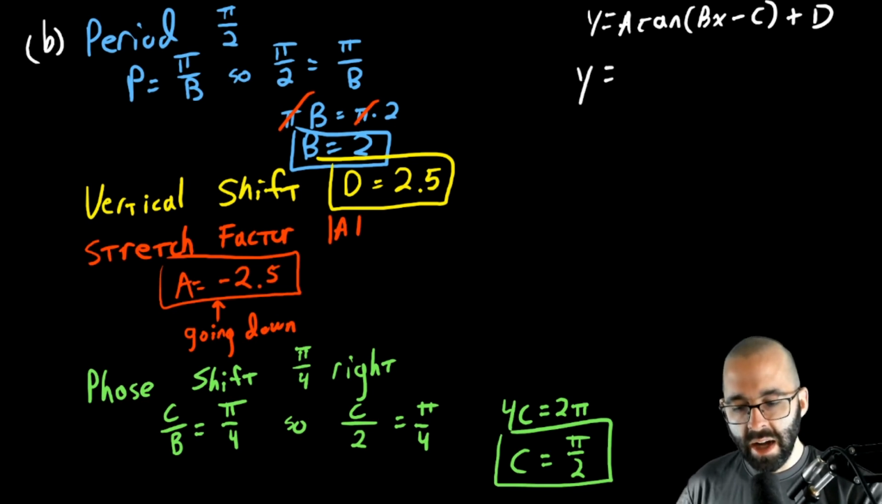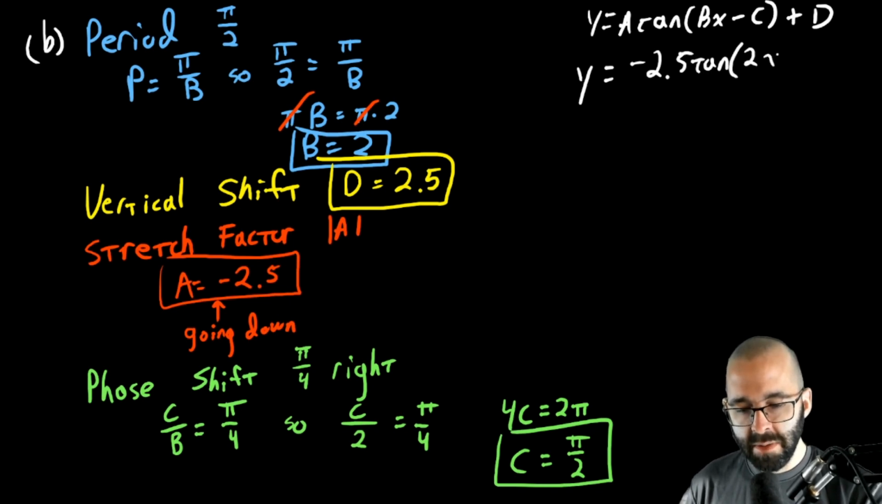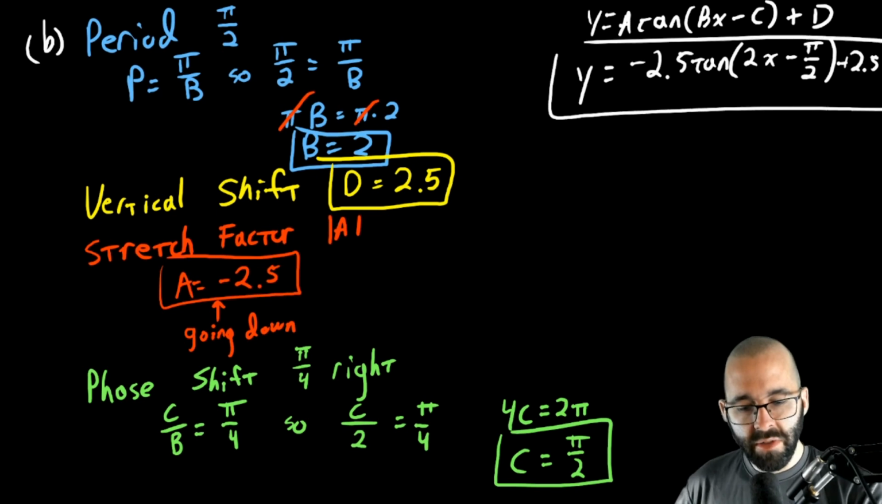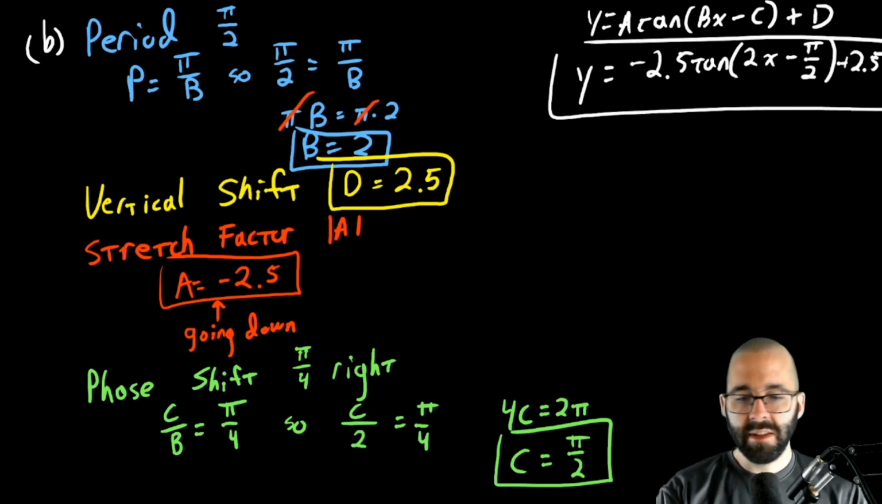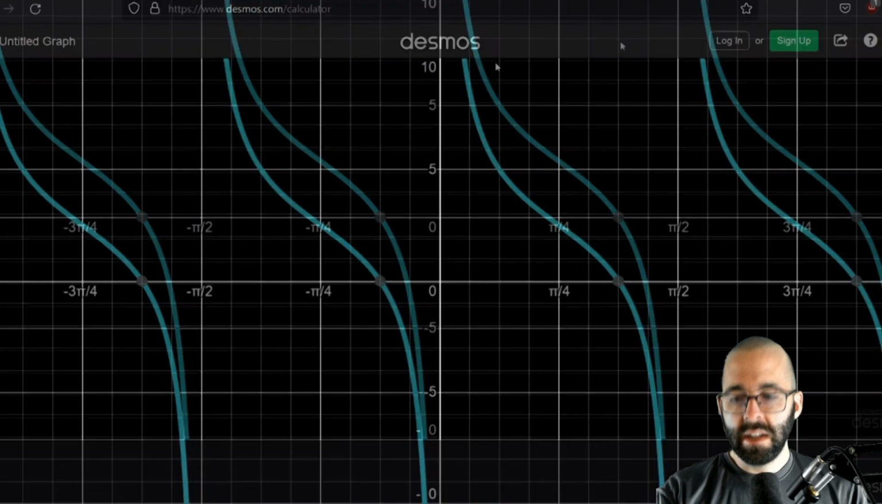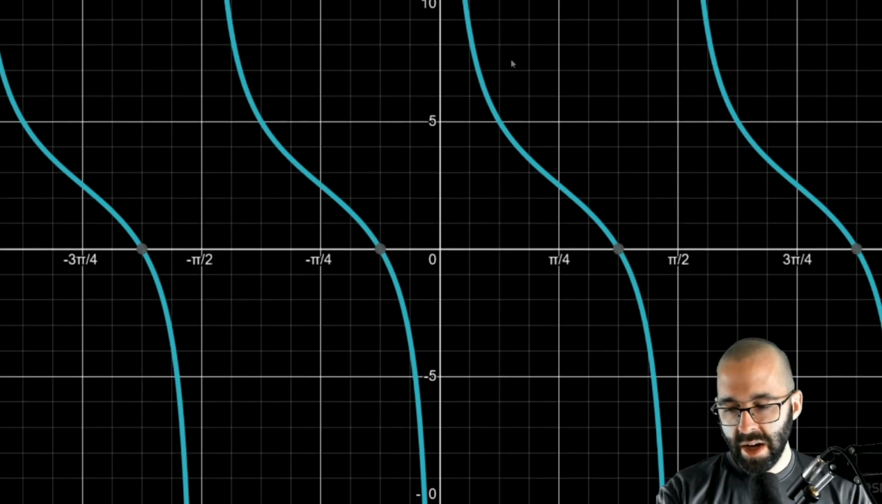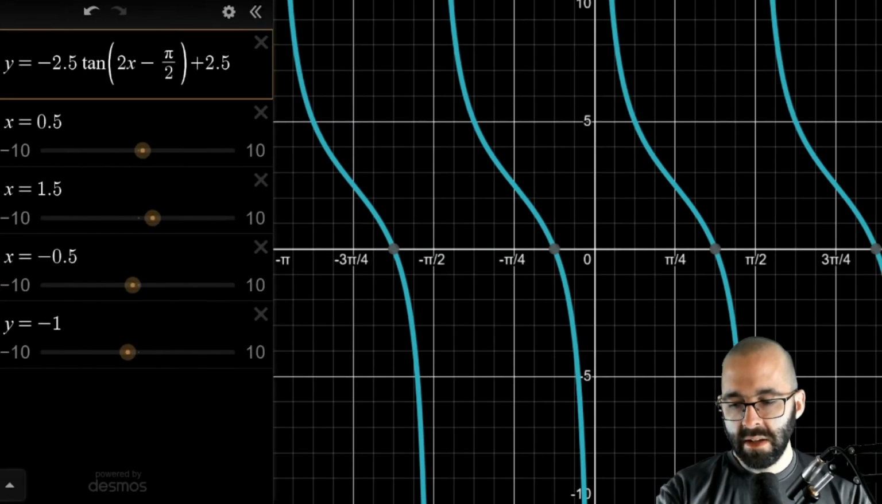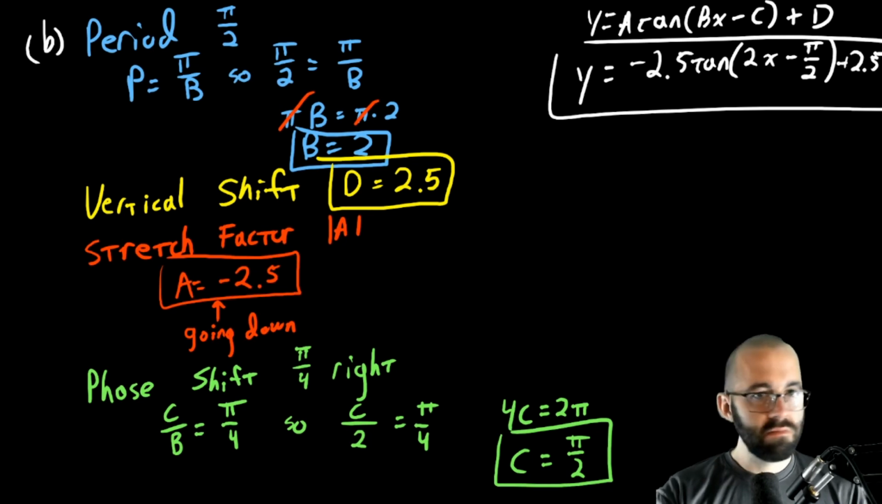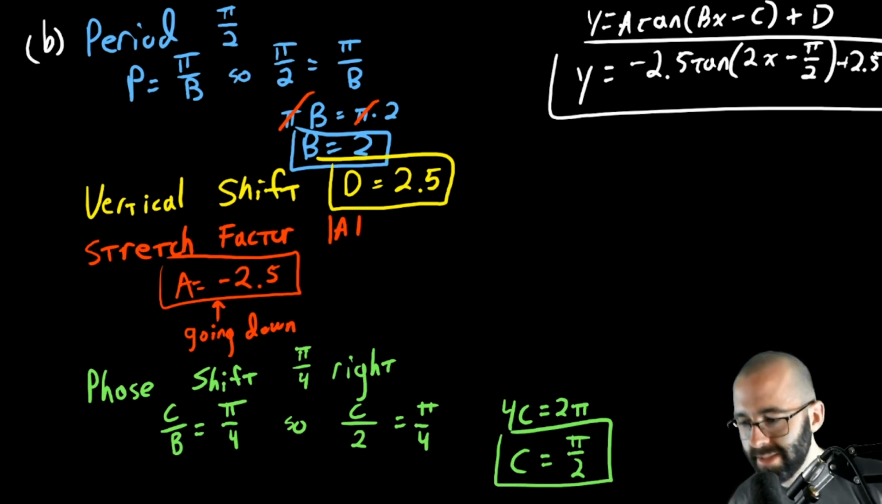Let's just go. Y is equal to a, negative 2.5, times the tangent of b, which is 2, times x minus c, which is pi over 2, plus d, which is 2.5. This should be our answer. Let us unveil it. Is this what I graphed? Negative 2.5, good. Tangent of 2x minus pi over 2, good. Plus 2.5, good. We did it.